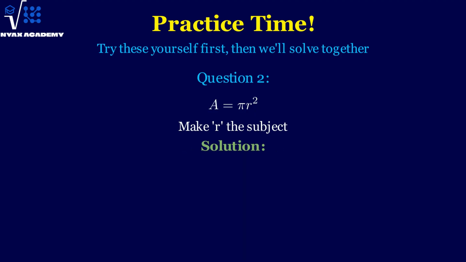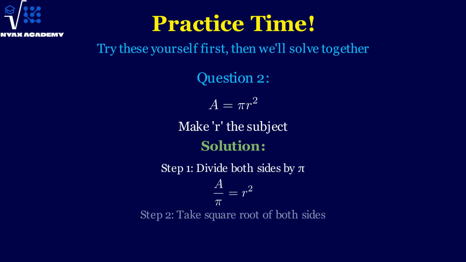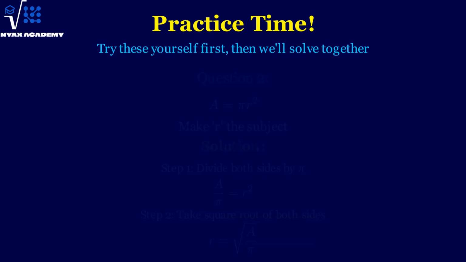We're to make r the subject, so first we divide both sides by pi, which results in a over pi is equal to r squared. Since r is squared, we have to square root both sides of our equation, which will result in r is equal to the square root of a over pi. This is our final answer.